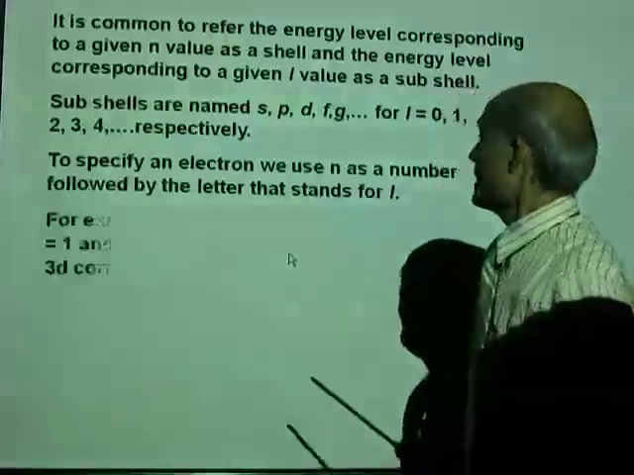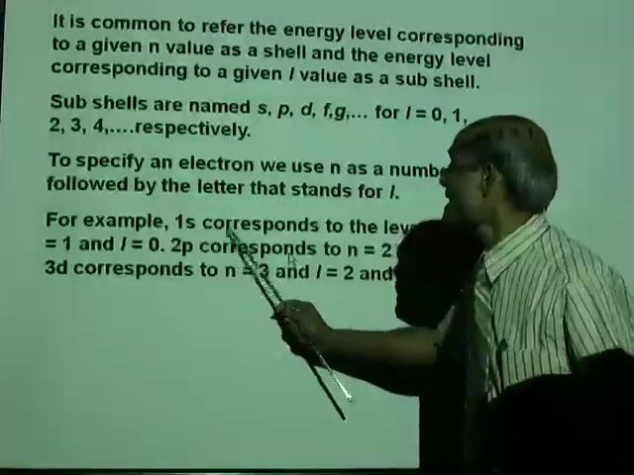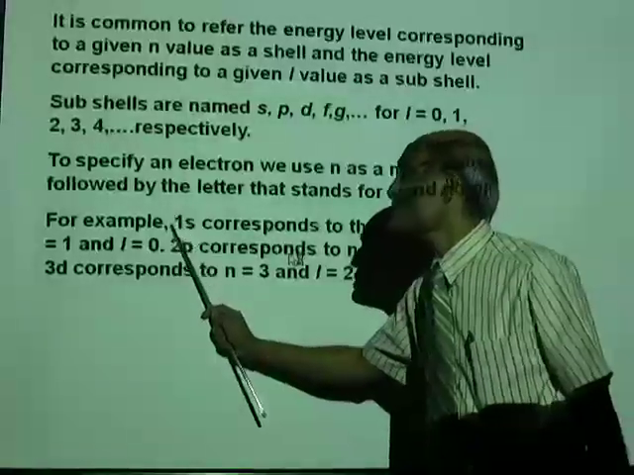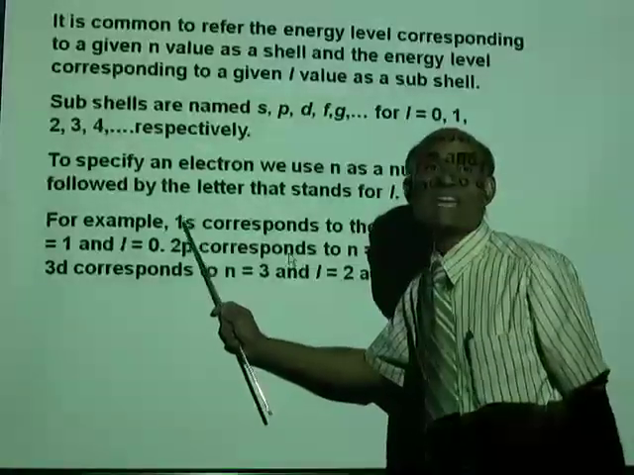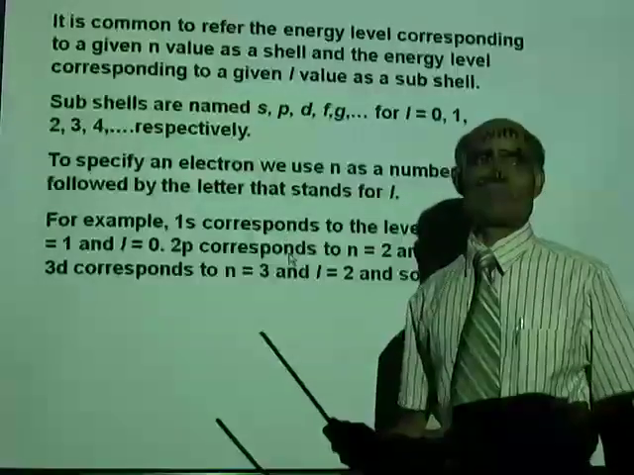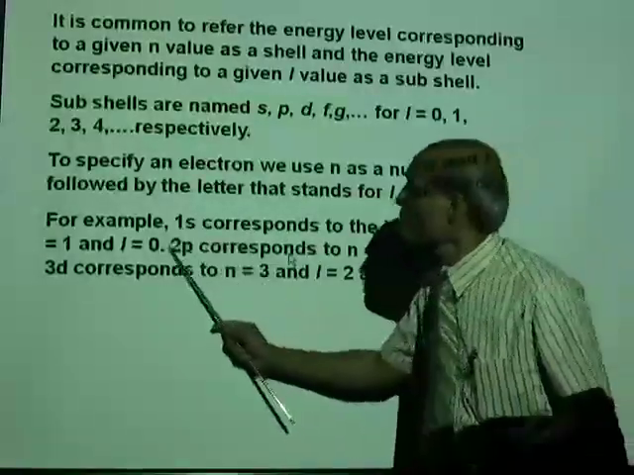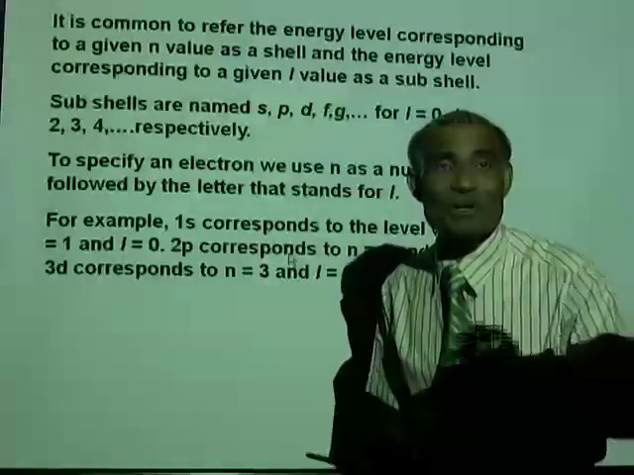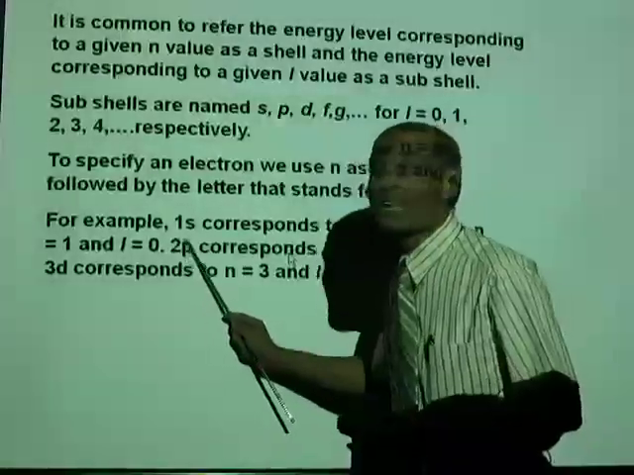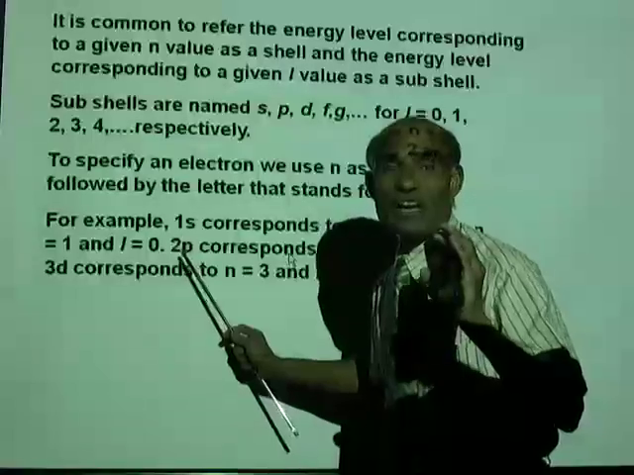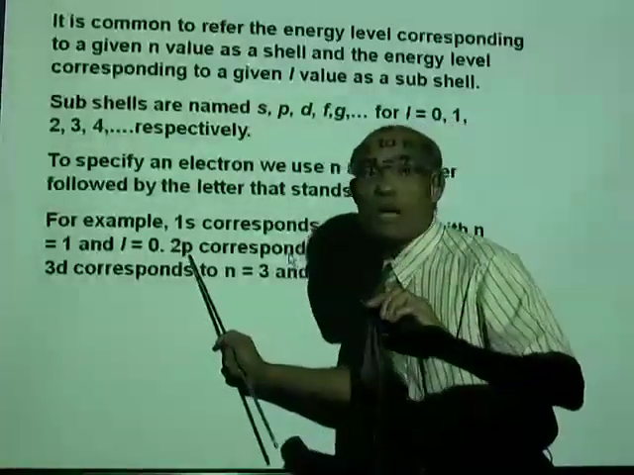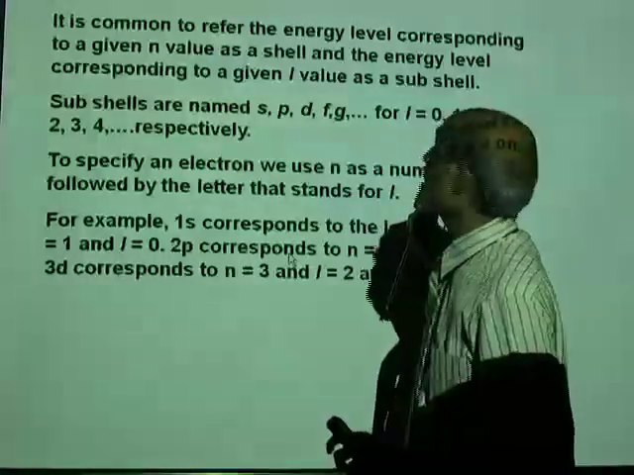Okay. Now, for example, 1s corresponds to an electron in shell 1 in the s subshell. Now, 2p, you can see that is the address of the electron. 2p is an electron that is in the shell n equal to 2 and its subshell corresponding to L equal to 1.